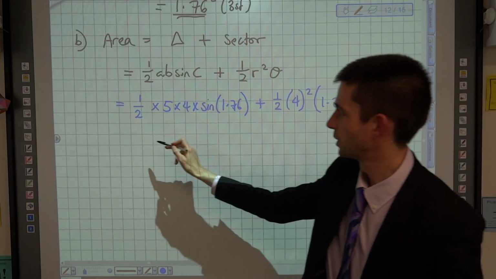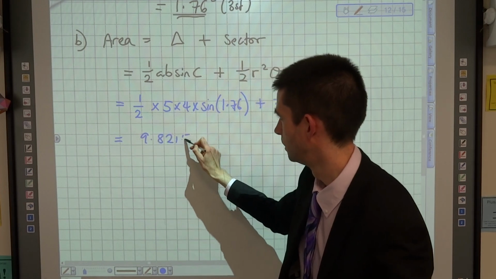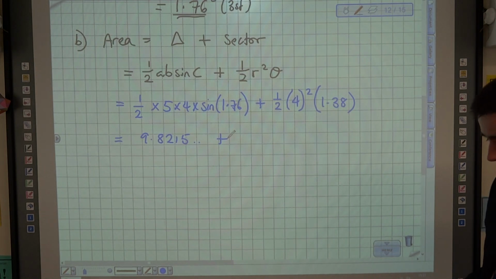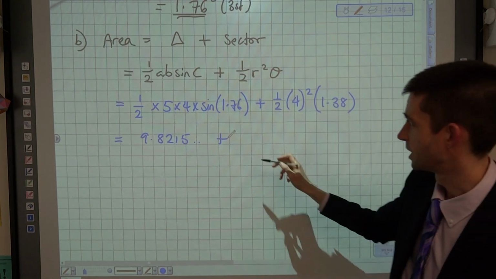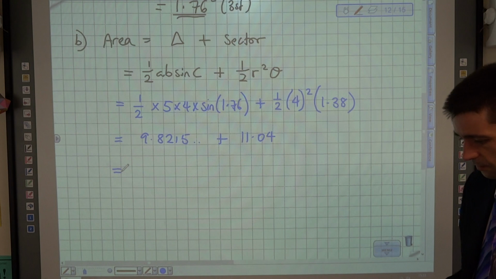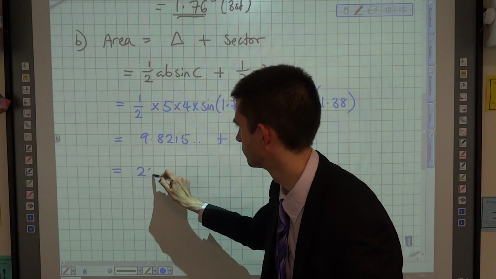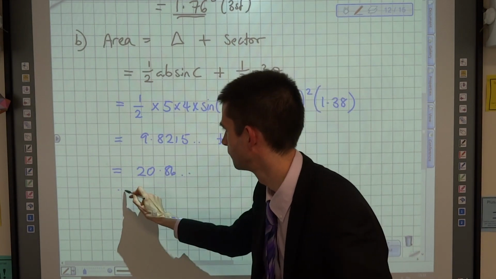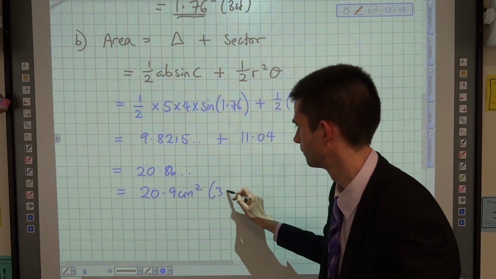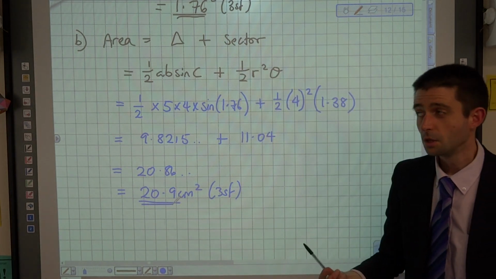Okay. So just calculating this first bit then, that comes out as 9.8215 plus this here, half times 4 squared times 1.38, which comes out as 11.04. And adding them together, that's going to give me 20.86, which is 20.9 centimetres squared to 3 significant figures.